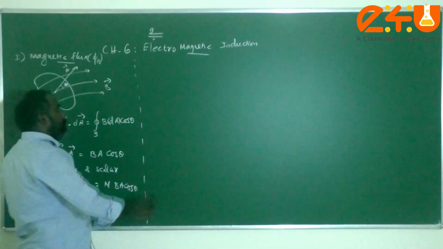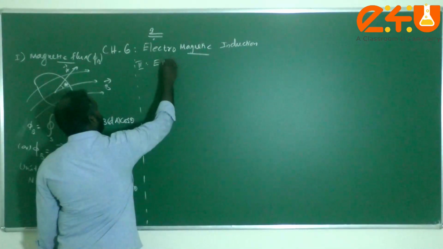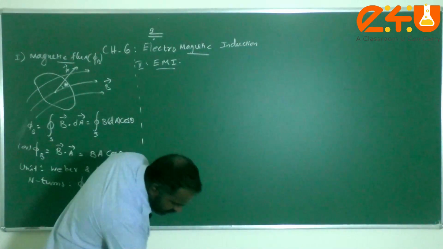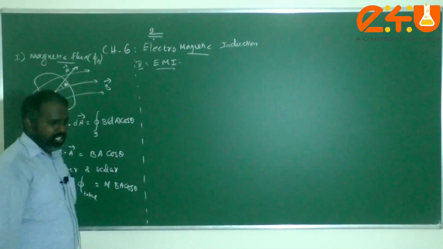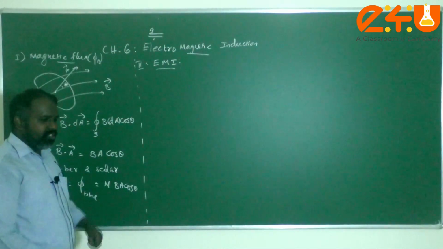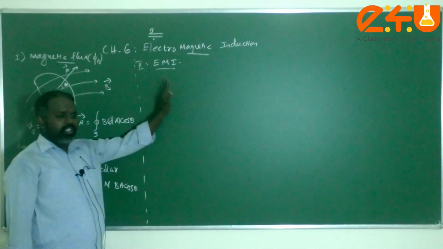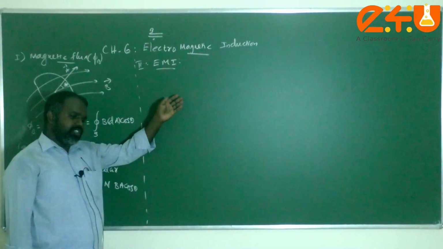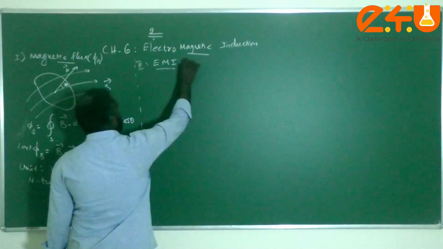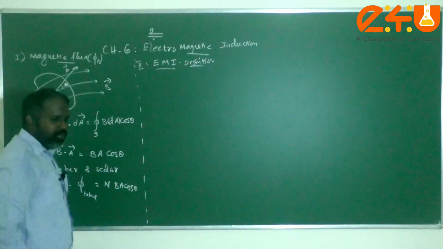Now the second thing we are going to discuss is what is called EMI. The phenomenon of producing induced EMF, voltage or induced current when the magnetic flux linked with a closed coil or loop changes is called electromagnetic induction. That is, the phenomenon of producing induced EMF whenever the magnetic flux linked with the closed circuit changes is called EMI. This is the definition; you can note it down.